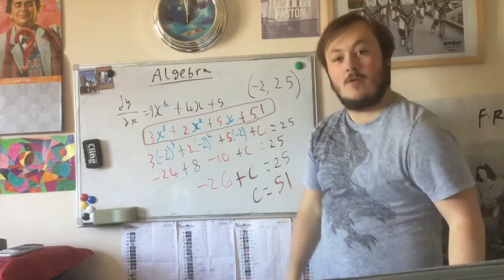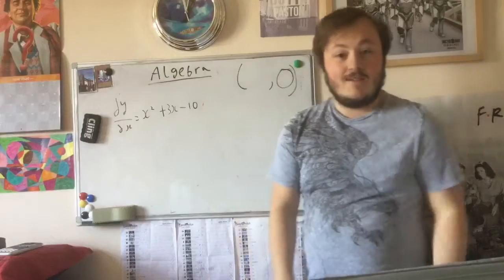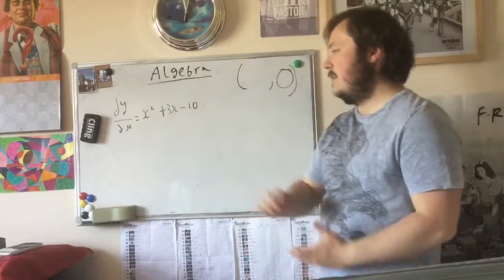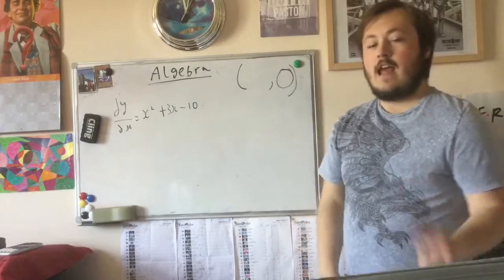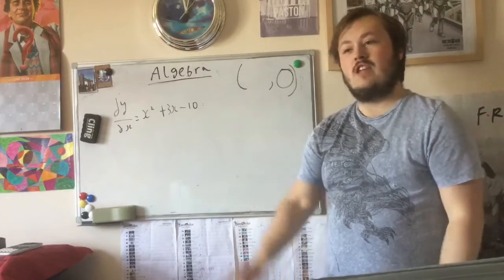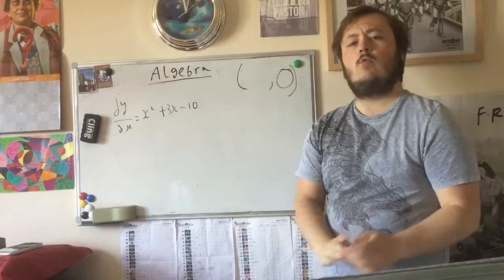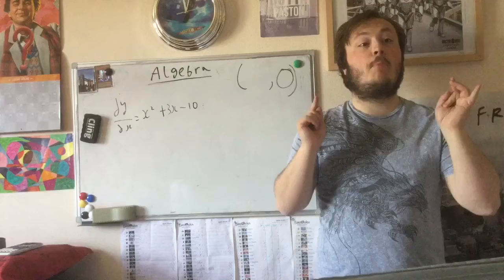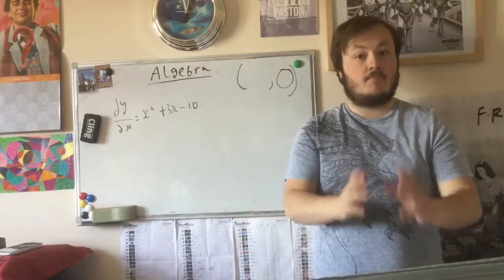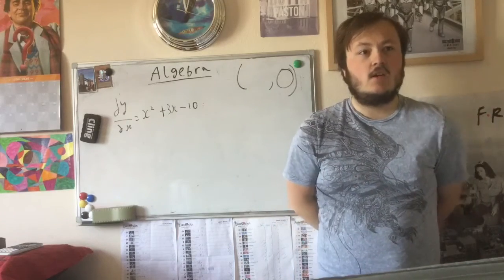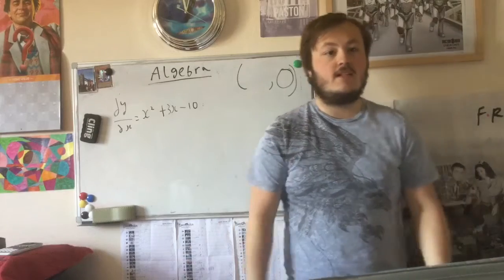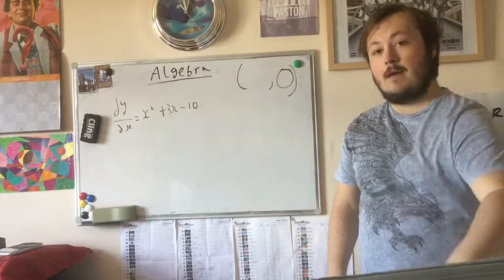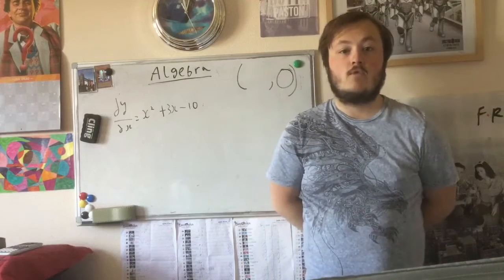Now, let's do the challenge. Now, here is your challenge. I have a differentiated equation here, x squared plus 3x minus 10. Now, both the y coordinate and the gradient are equal to 0, and our x coordinate is positive. With that in mind, what is the fully integrated equation? Pause the video if you want to try it, but in about 3 seconds, I'll be going over it.